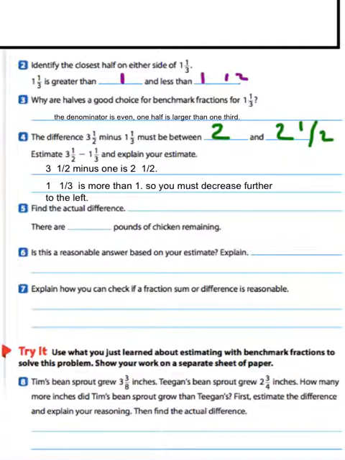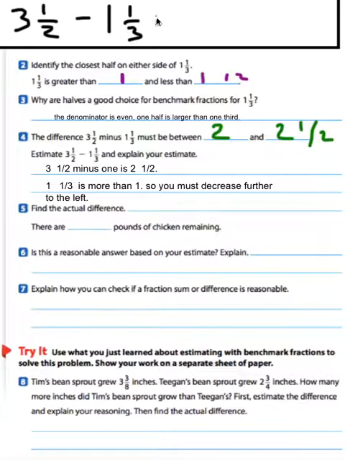What's the first thing we need to know? How much do we start with? We start with 3 and a half. And we're going to take away 1 and 1/3. Let's go ahead and set that up so that the fractions have a common denominator.